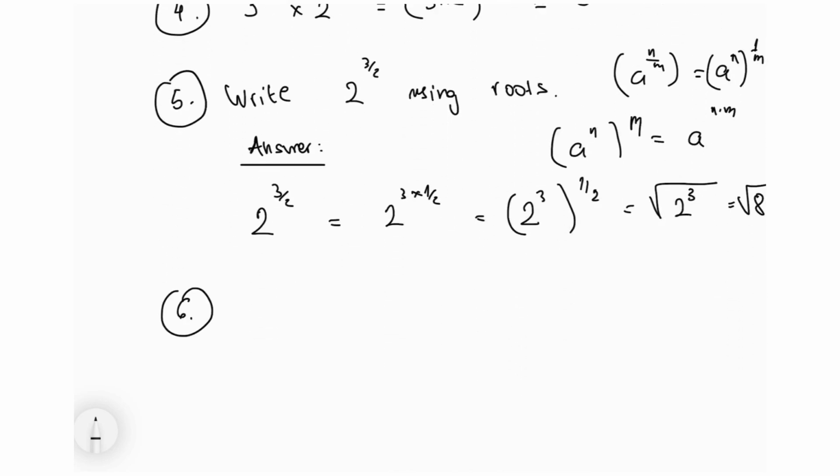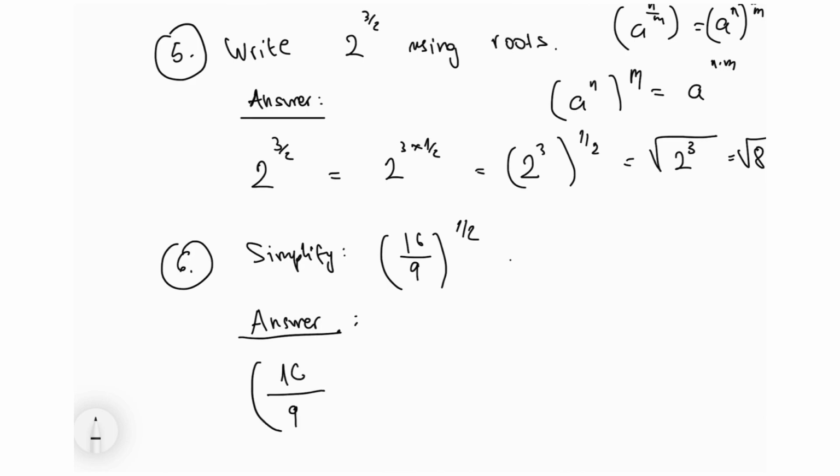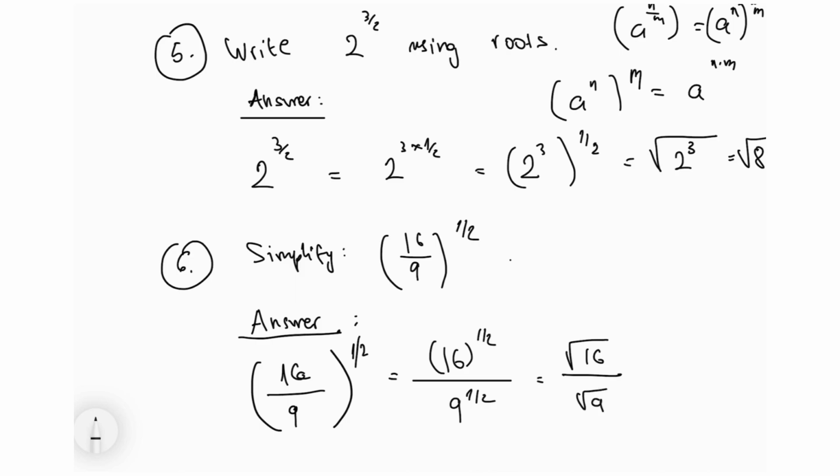Question number 6. Simplify 16 over 9 to the power 1 half. Answer: 16 over 9 to the power 1 half is 16 to the power 1 half over 9 to the power 1 half, which is square root 16 over square root 9, which is 4 over 3.